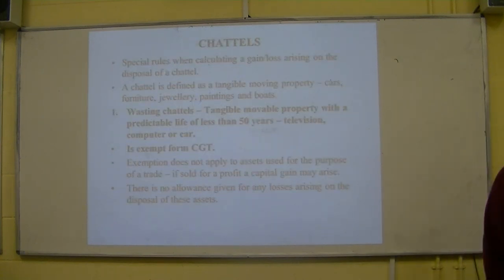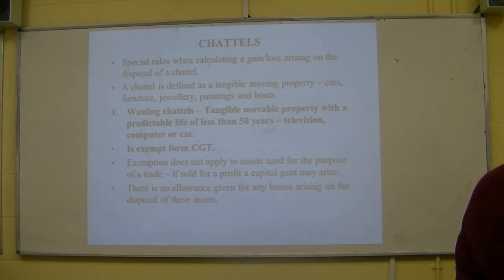Okay, chattels then. I have actually done chattels at the front of the pack, which would be easier to look at. On page 3, I've given you the losses in note form as well, and at the bottom of page 3, I've given you the CGT withholding tax rules in note form. If we go over to page 5, we've got chattels. So we've got wasting chattels and non-wasting chattels.